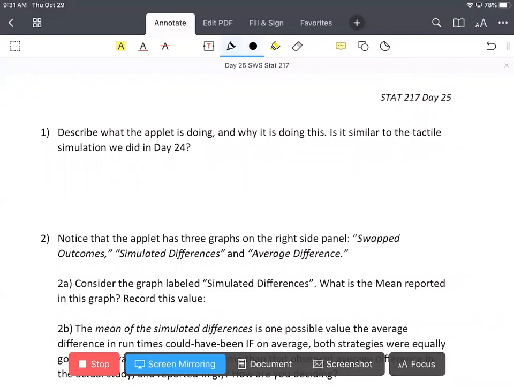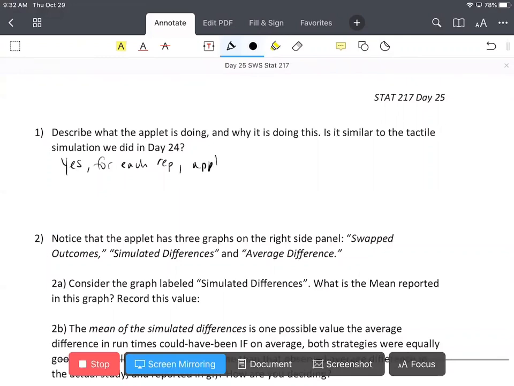So back at the notes, describe what the applet is doing and why it's doing it. Is it similar to the tactile simulation we did in day 24? Actually, it is. Yes, it's very similar. In fact, it is what we did. For each repetition, each time we flipped the coin 22 times and decided for each person if we're going to switch the sign or not.